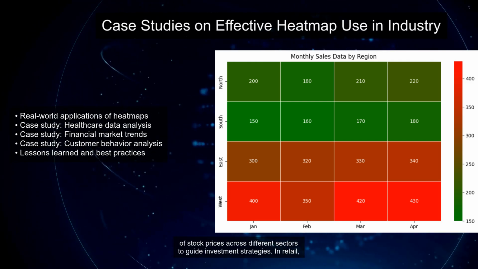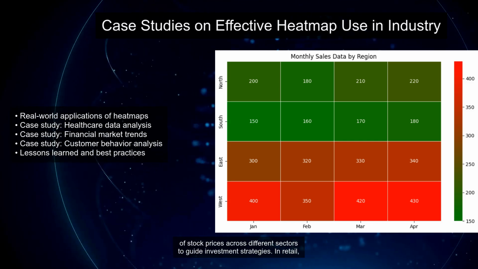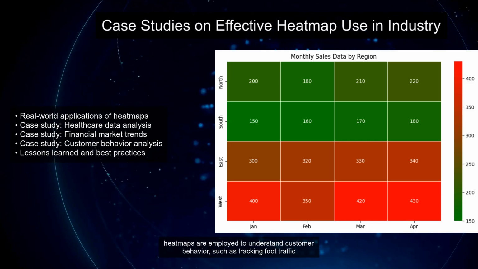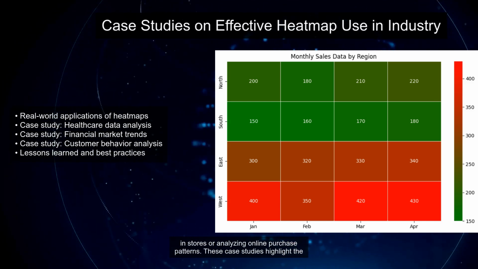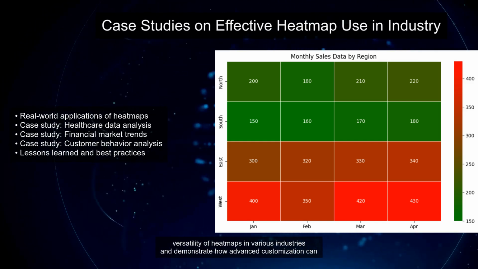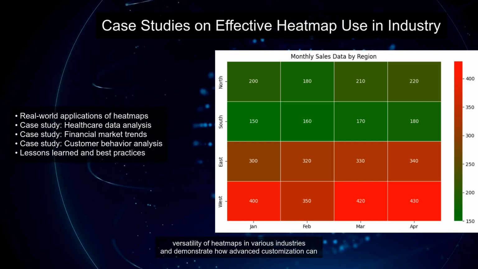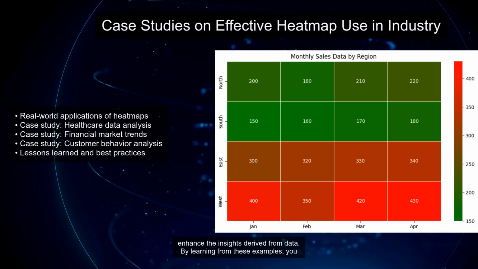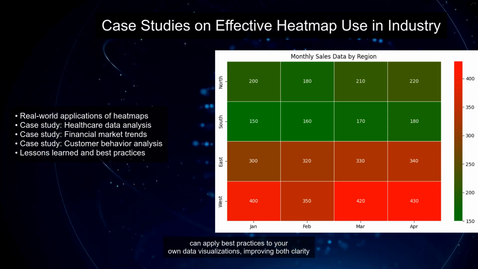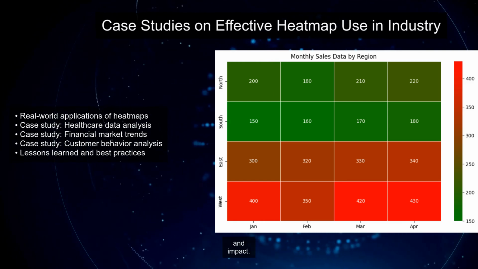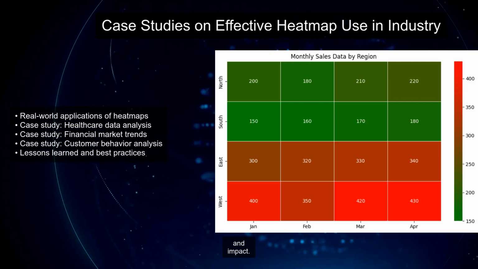A case study might involve visualizing the volatility of stock prices across different sectors to guide investment strategies. In retail, heat maps are employed to understand customer behavior, such as tracking foot traffic in stores or analyzing online purchase patterns. These case studies highlight the versatility of heat maps in various industries and demonstrate how advanced customization can enhance the insights derived from data. By learning from these examples, you can apply best practices to your own data visualizations, improving both clarity and impact.